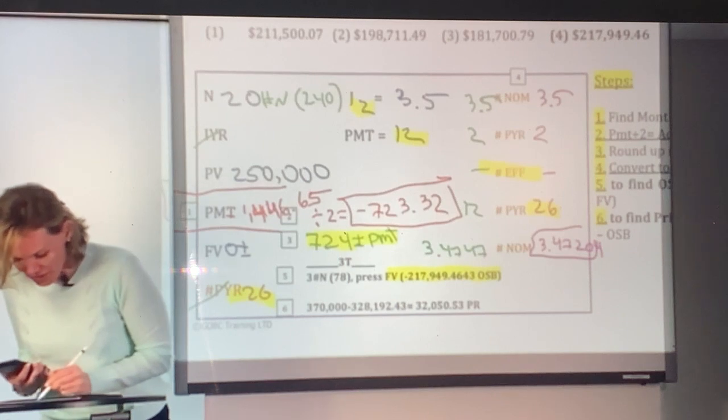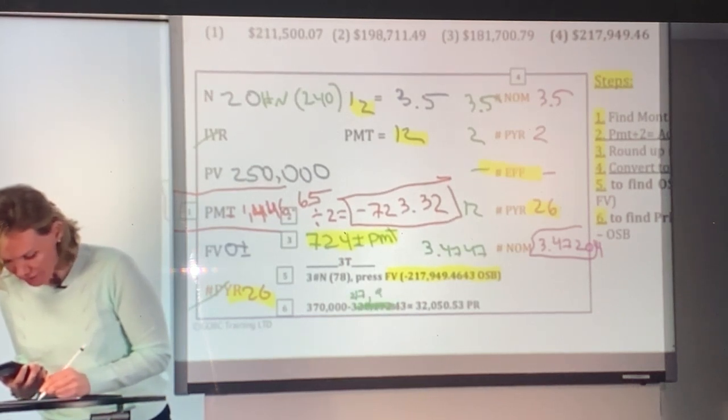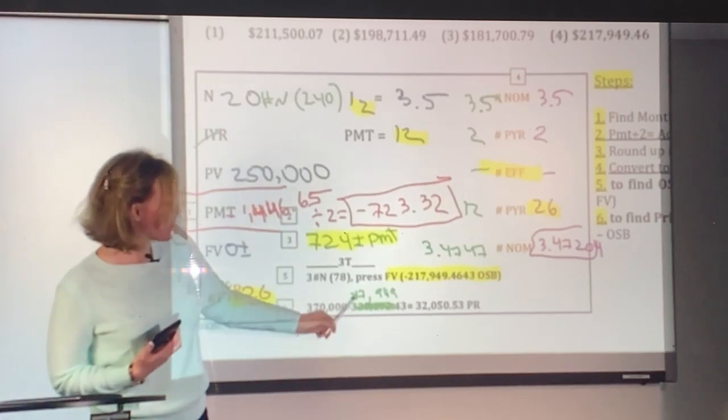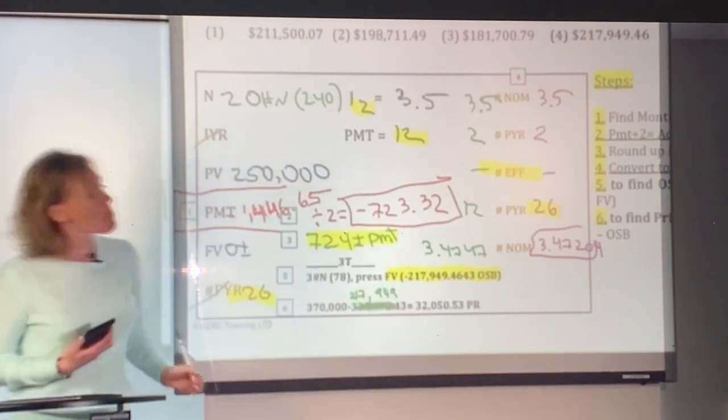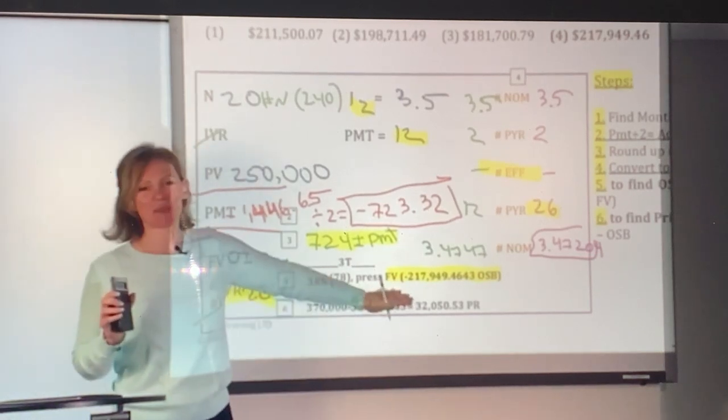So that's the principal reduction. The only thing is, that's a mistake. It should have been 250,000 minus 217,949. Okay, and that gives you this. That's only if they ask you to find the principal reduction. If they ask you for the outstanding balance, then you forget about this last step.